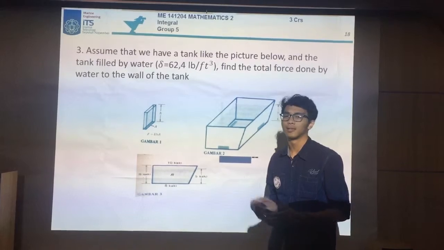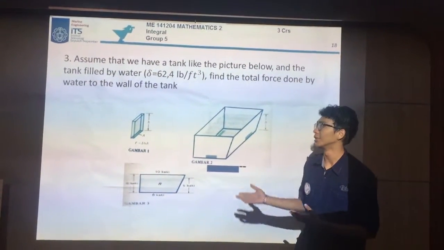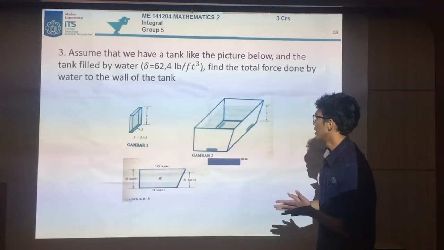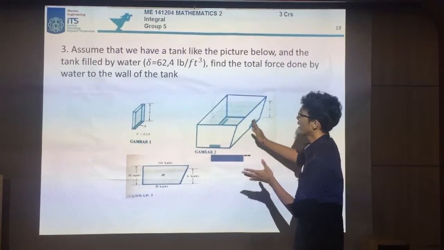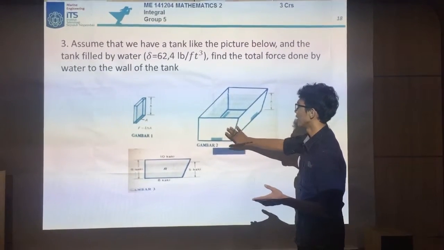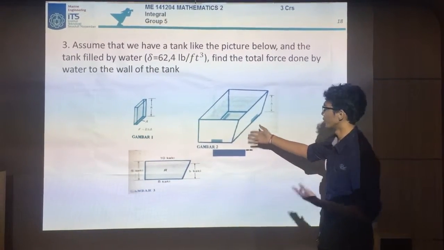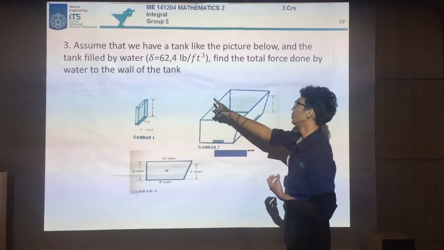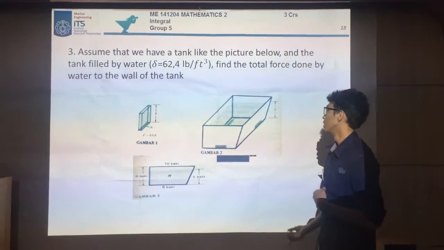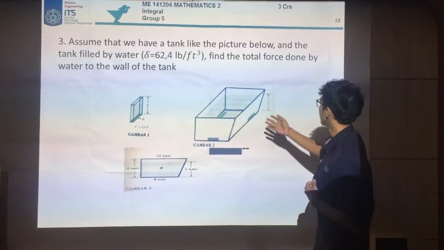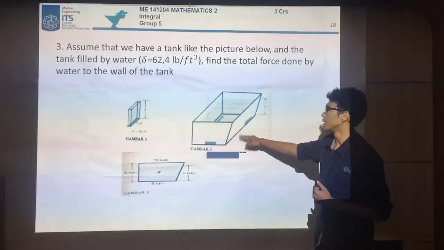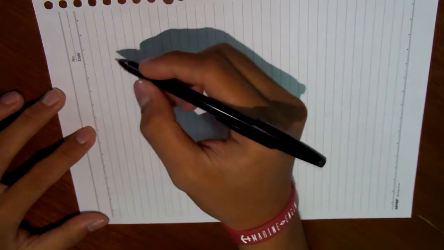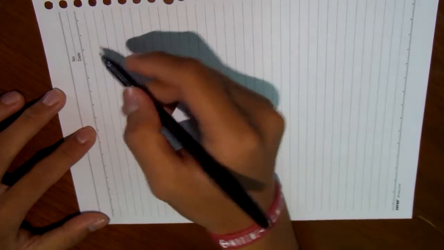So I will explain the third question as well as the last question that our group will present. The question is about a tank that's filled with water. The tank has a shape like this, and it will be filled with water with a density of 62.4 pounds per feet cubed. And we have to find the total force done by the water to the wall of the tank. So let's get to the calculation of question number 3.